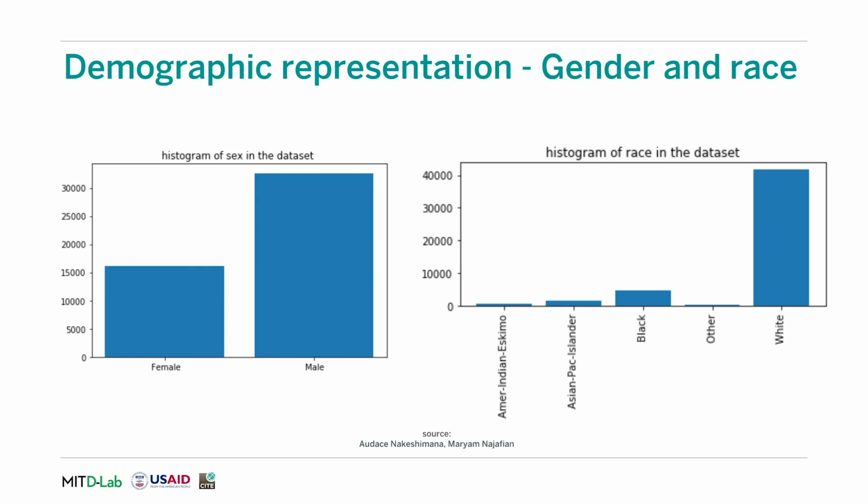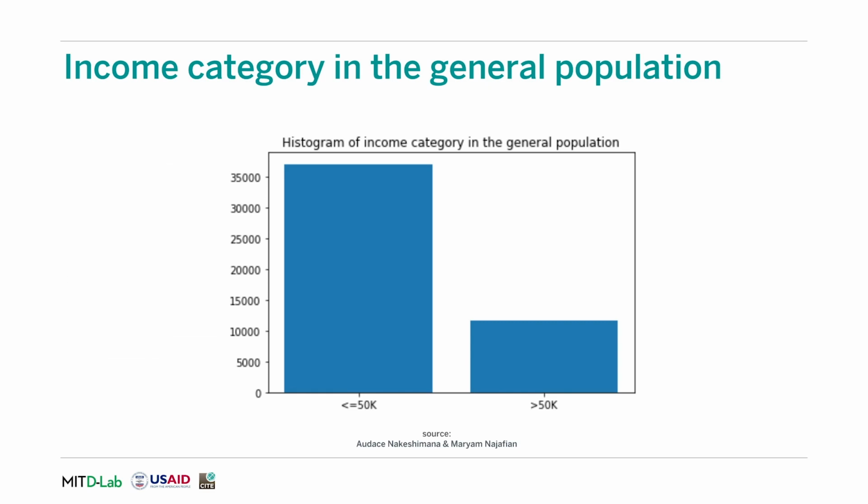If you look at the gender distribution in the dataset, we can see that about 16,000 individuals identify as female, and about 32,000 individuals identify as male. If you look at the race distribution, you can see that slightly more than 40,000 individuals identify as white, and about 4,000 to 5,000 individuals identify as black. The rest is other minorities. If we look at the distribution of income category in the general population, we can see that about 37,000 individuals earn less than or equal to $50,000, and only about between 12,000 and 13,000 individuals earn more than $50,000.